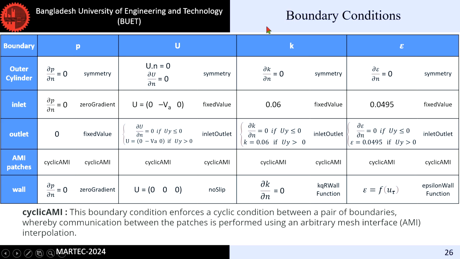These are our boundary conditions. These are pretty basic and standard boundary conditions in order to simulate the flow around the propeller. However, this cyclic AMI boundary condition, which enforces a cyclic condition between the pair of boundaries, is unique to OpenFOAM. We can also see the velocity of advance here, the no-slip condition, and our inlet-outlet and the wall functions here.